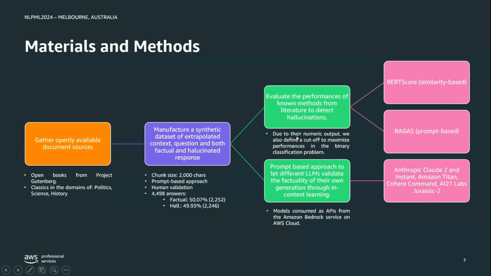Another important aspect is that, as we said, BERT score and RAGS provide a numeric output. Since we wanted to compare these approaches with our method, which is binary by design, we had to find a cutoff to determine whether they were evaluating an answer as hallucinated or not. We did that by maximizing the Youden's J statistic. So we found a cutoff that was maximizing performances on the binary detection task.